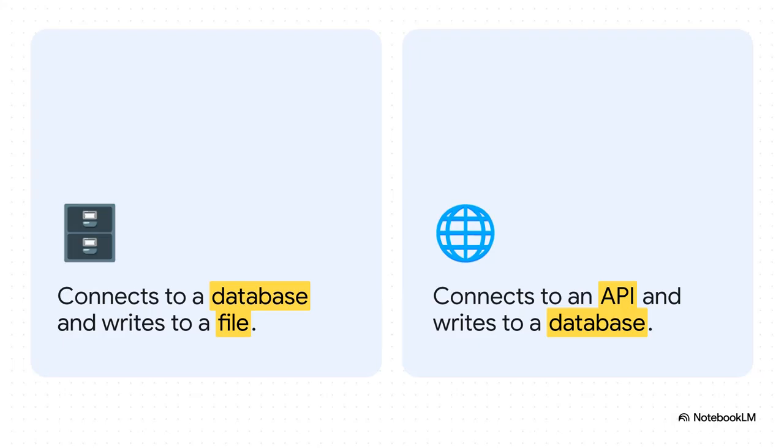And now for the magic. We can create all sorts of different concrete classes. For example, a database to file synchronizer would know how to connect to a database and write to a flat file. An API to database synchronizer follows the exact same template, but it knows how to connect to a web API and write to a database instead. The key thing here is that the core synchronize logic is written only one time. That is a huge win.